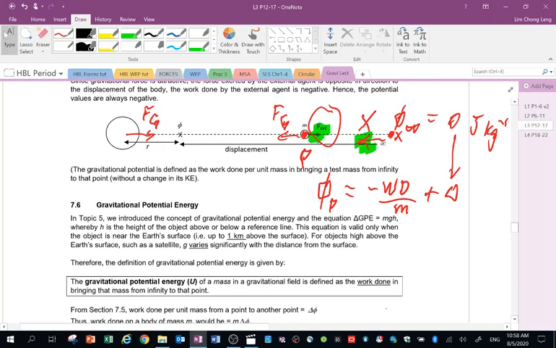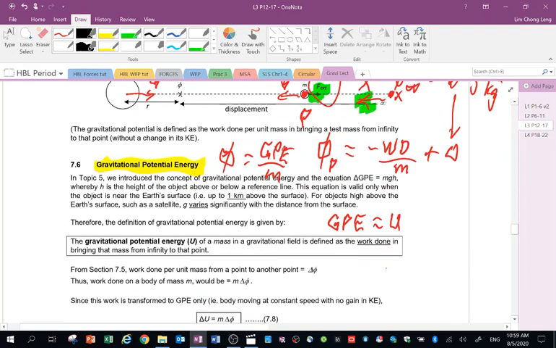Now, we want to talk about gravitational potential energy. Just now I told you that gravitational potential energy, GPE, is actually the potential, or rather I should say it again. Gravitational potential is actually the gravitational potential energy per unit mass. Okay, so from now on, we will write GPE as U. We are going to change the symbol to U for simplicity's sake.